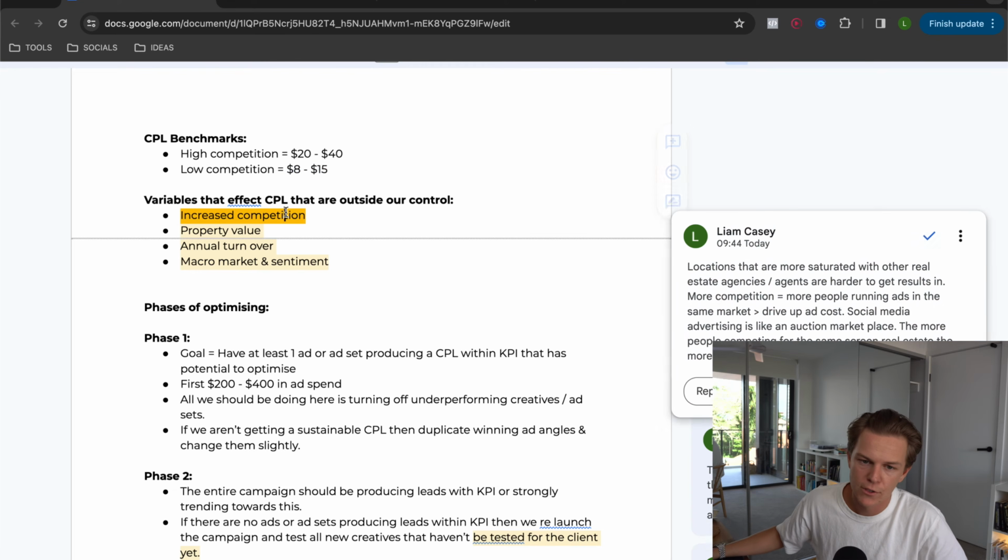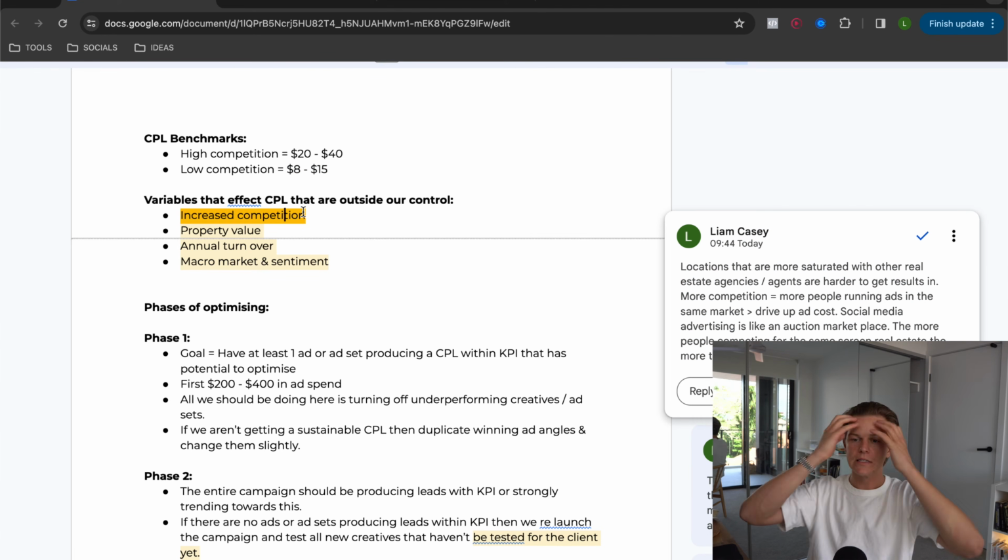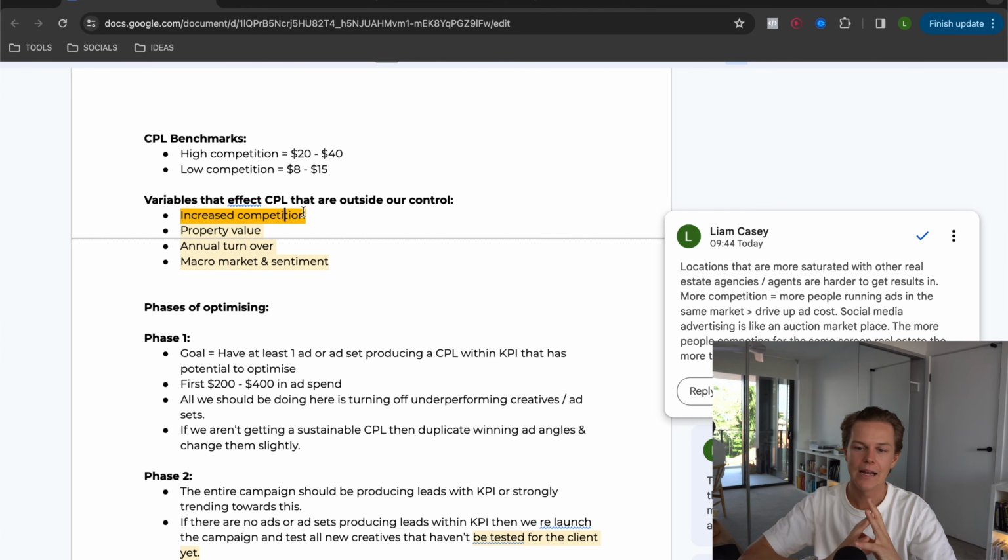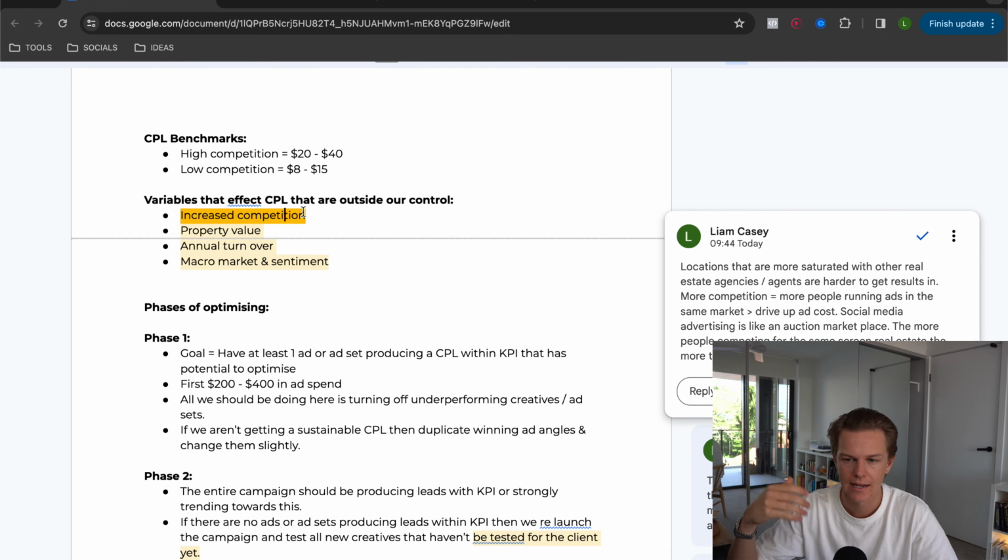So first of all, we've got increased competition. So locations that are more saturated with other real estate agents or agencies are harder to get results in. That's simply just because more competition equals more people running ads in the same market. And this drives up ad costs. Social media advertising is like an auction type of marketplace. The more people competing for the same screen real estate, the more the cost to advertise goes up.